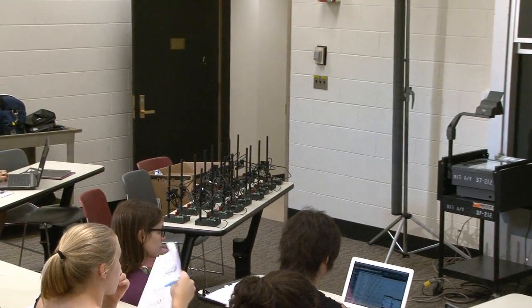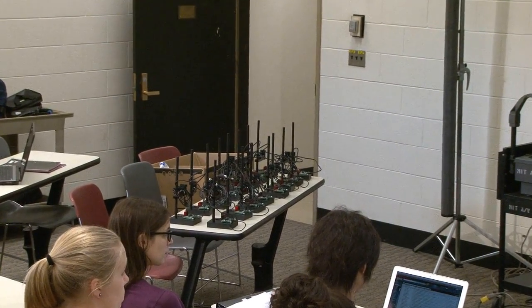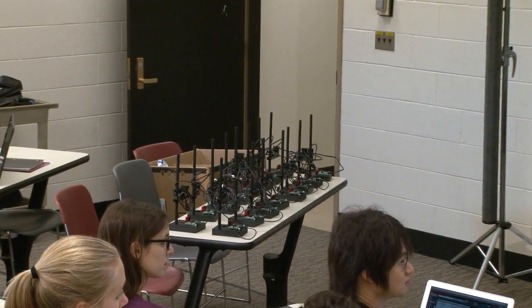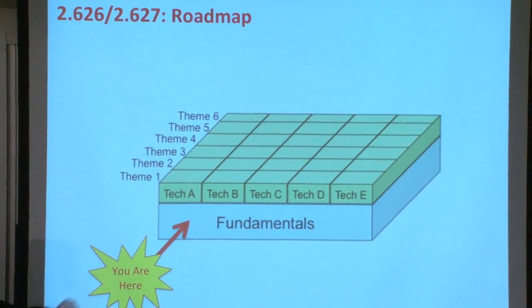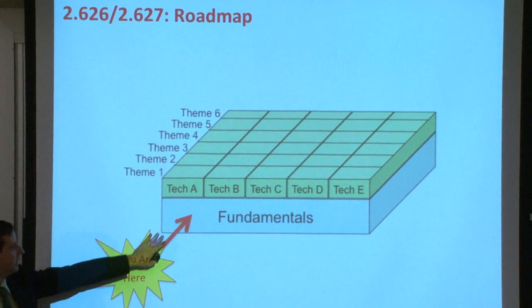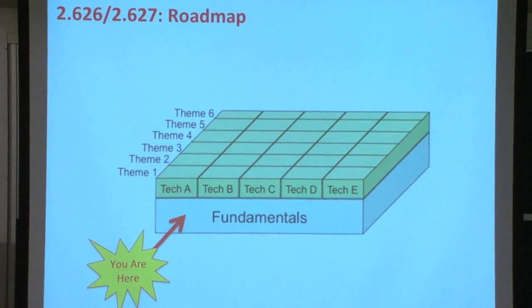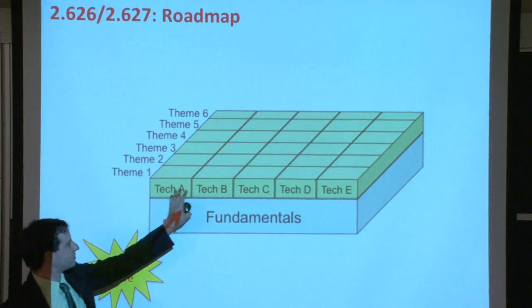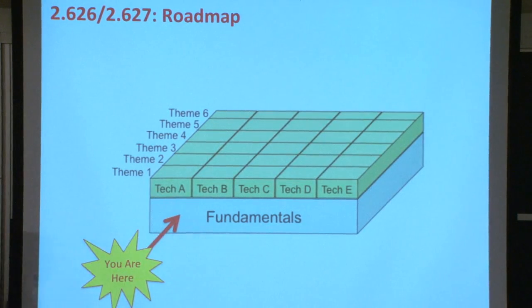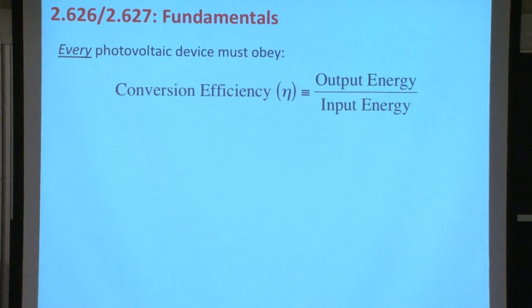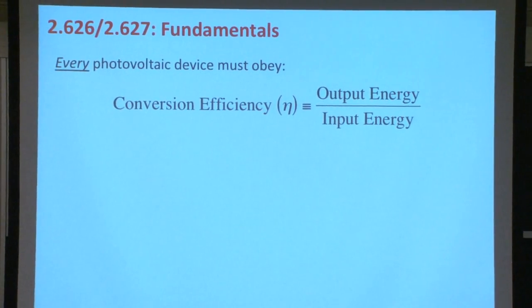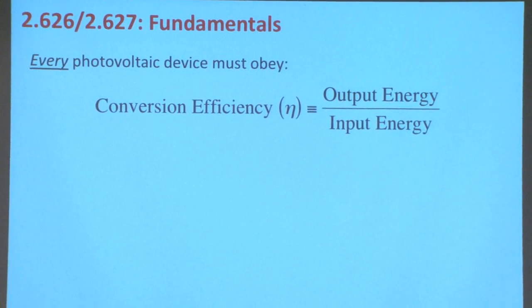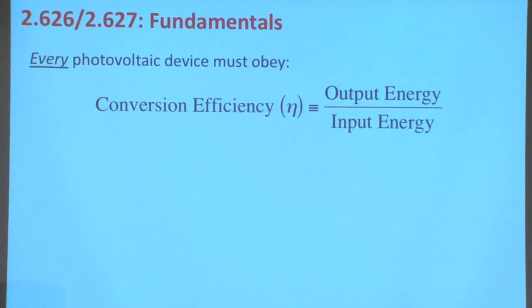So I hope some of you brought the computers today, and if not, we have some extras up here as well you can use. So again, just to situate ourselves, you're here in fundamentals. We're approaching the end of our fundamentals section, but we still have a few really important lectures to get through. After we get through the fundamentals, we'll be in a good position to understand the different technologies and finally the cross-cutting themes. And our goal, at least for the fundamentals, is to understand solar cell conversion efficiency, which is the ratio of output to input energy.